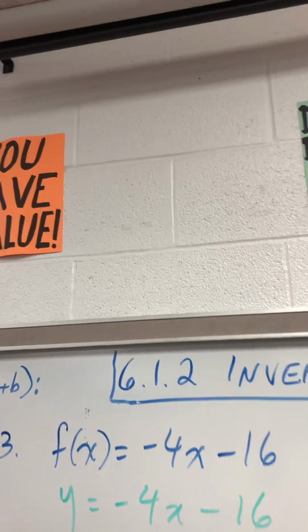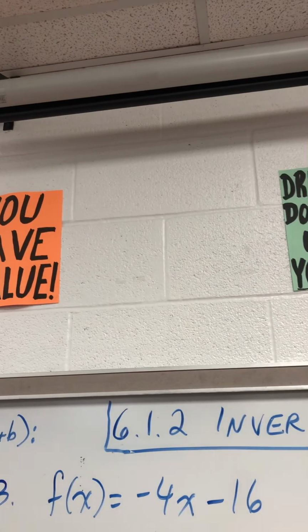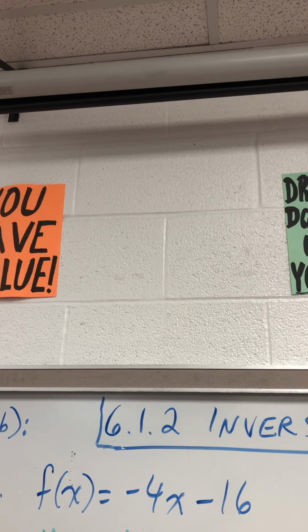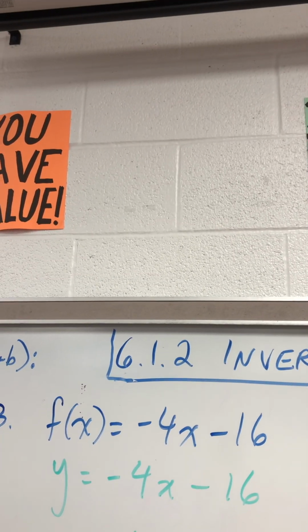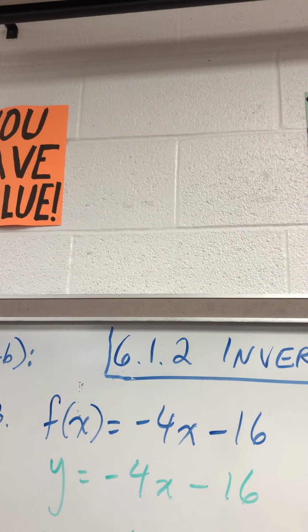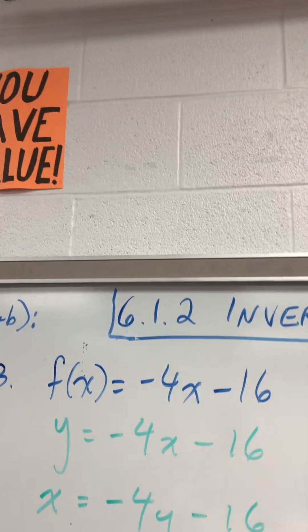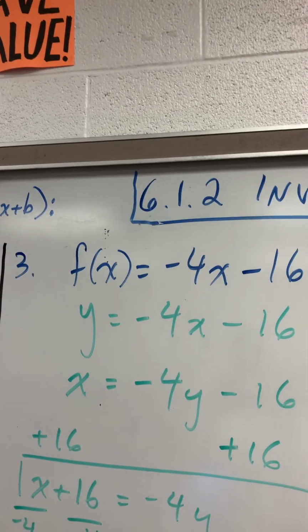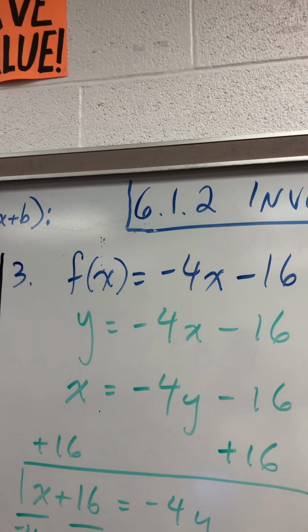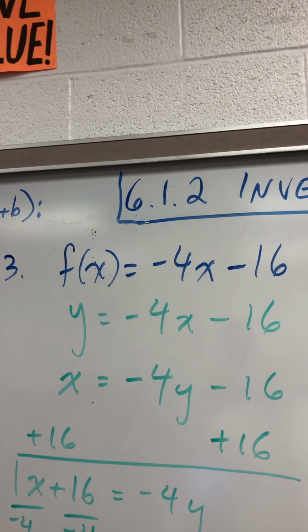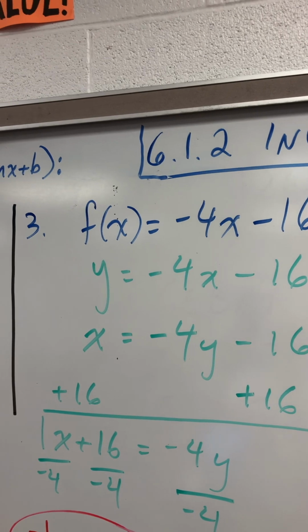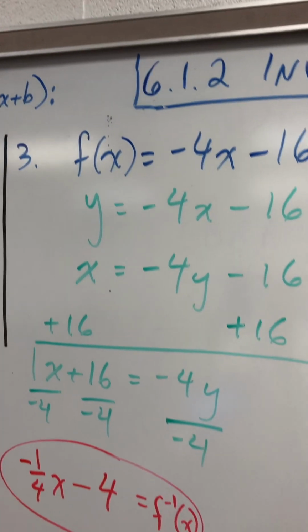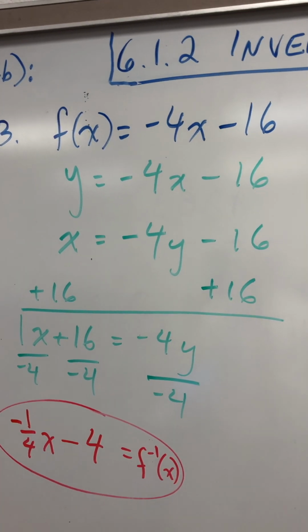F of x equals -4x plus 16. And it adds, y equals -4x plus 16. Add 16 to both sides. You get x plus 16, or 1x plus 16 equals -4y. Divide by -4. You get -1/4 x minus 4.